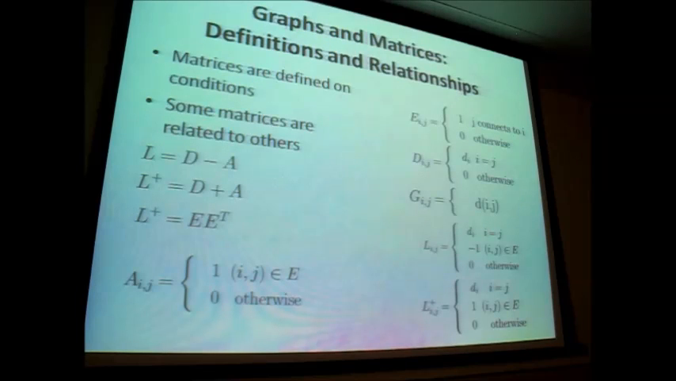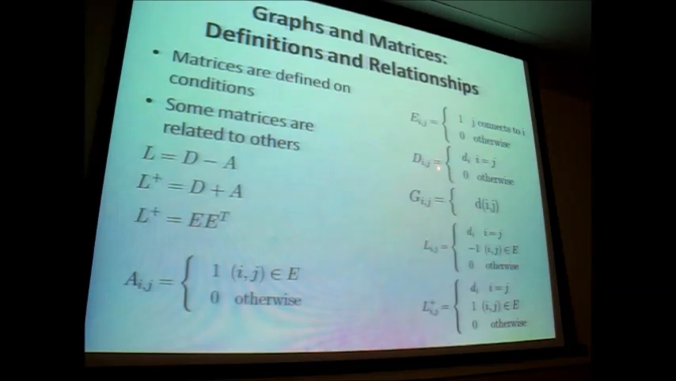And all these things can be defined conditionally. For your adjacency matrix, if i and j have an edge, then there's a 1. Otherwise, it's a 0. Your incidence matrix, if j connects to i, it's 1. Otherwise, 0. Distance matrix, if i equals j, you put the distance in. Otherwise, 0.